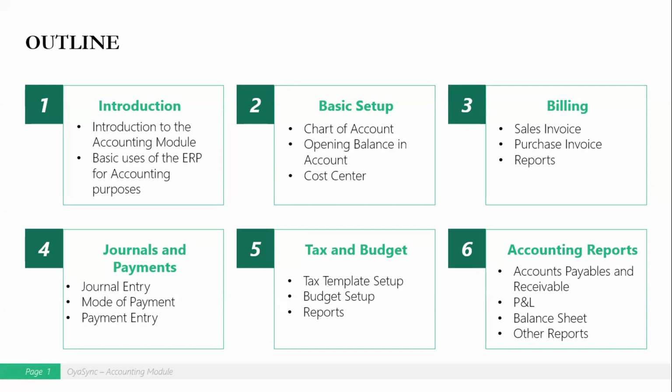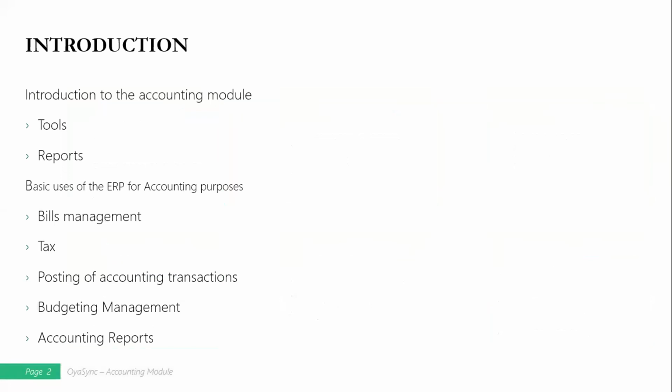We'll look at reports. Then last but not least, we'll look at the accounting reports. We'll look at accounts payables, accounts receivables, P&L, balance sheets, and other reports. So I'll try as much as possible to cover all the areas we've mentioned today, but if we are unable to cover it today, we'll continue in the subsequent class tomorrow. Okay, so I'll be taking us into the OyarSync ERP, and I'll also be using the slide to guide the progress of this workshop seminar.